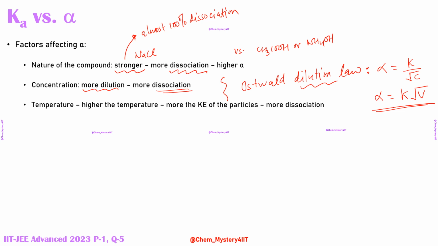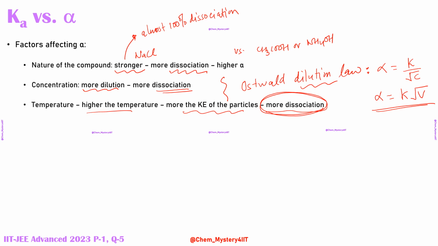Next factor is temperature. We know that when temperature is kept higher, molecules have higher kinetic energy, and with higher kinetic energy there may be greater and greater dissociation for any given electrolyte. So temperature has an increasing effect on the degree of dissociation alpha.